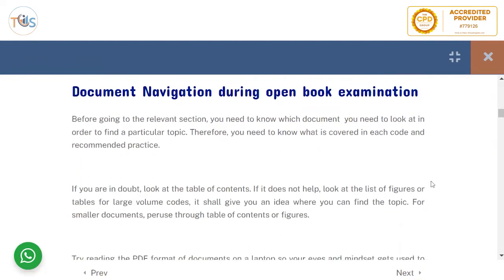Okay, let's go to document navigation during open book examination. So before going to the relevant section, as I said, you need to know which document you need to look at in order to find a particular topic. So you should know roughly where you can find that piece of information to solve an open book question. On top of that, you need to know which section you need to go to.